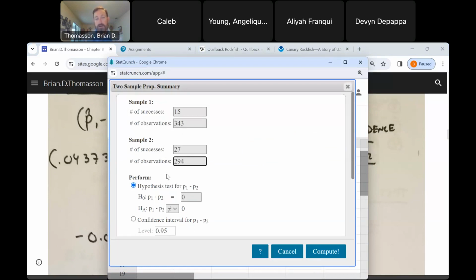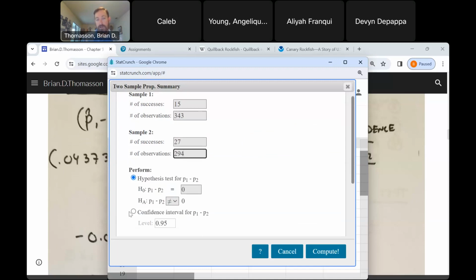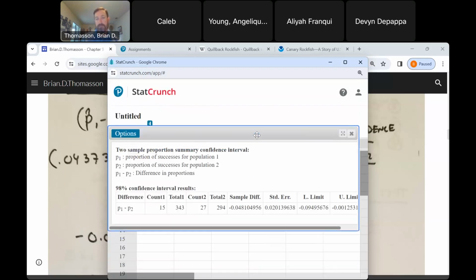Okay. Now, we did the hypothesis test. Now we're going to go down to the confidence interval and do that. And we put in 98%, for the reasons I mentioned before. Okay. And we hit Compute. We're going to have that upper and lower limit that we found by hand. I would highly recommend this.